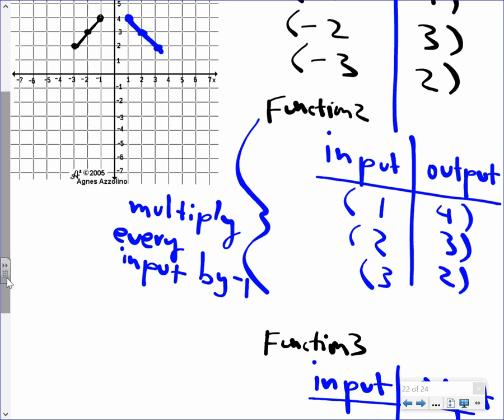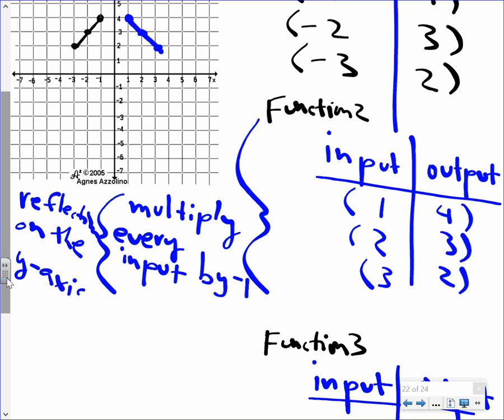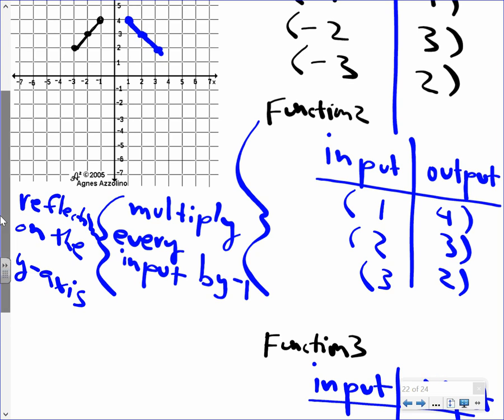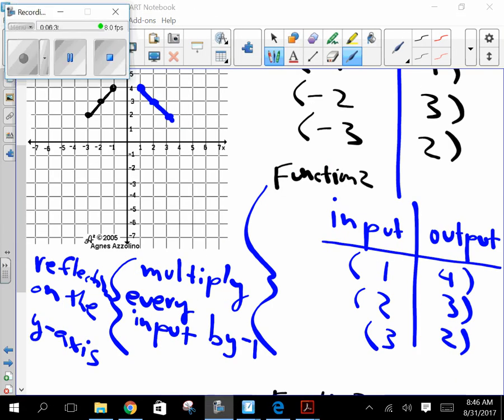So what can we summarize here? If we multiply the inputs by a negative number, put reflection on the y-axis for function 2. We multiplied every input of the original function by -1, so it's a reflection on the y-axis. There he is. Color code this puppy.